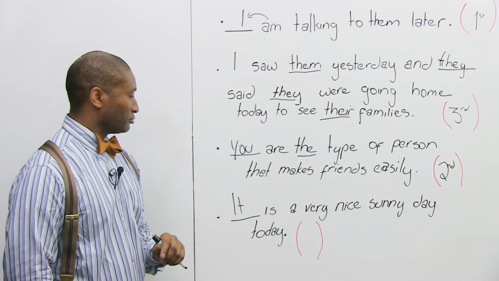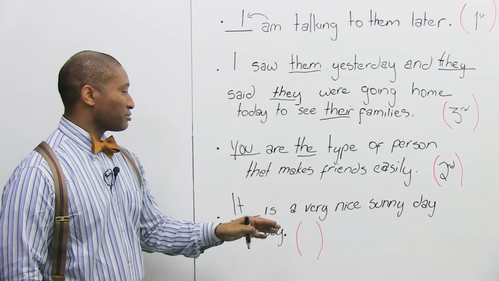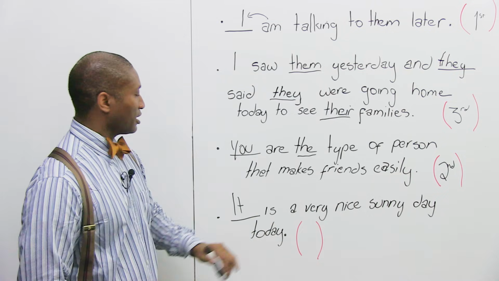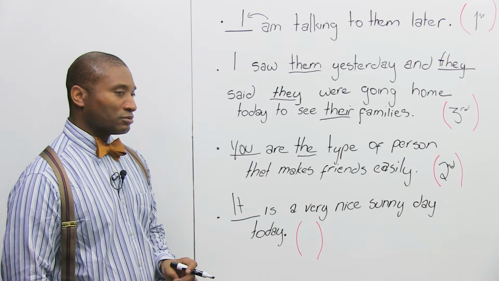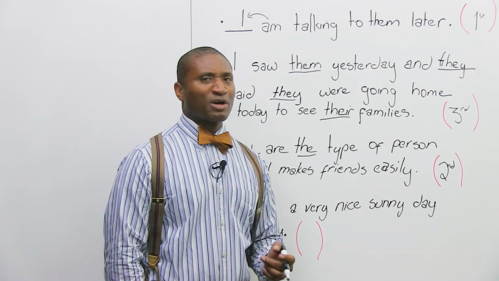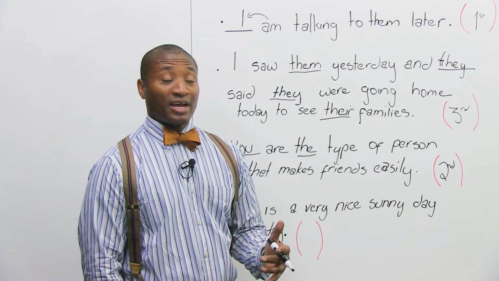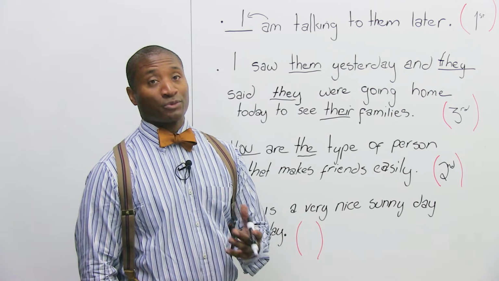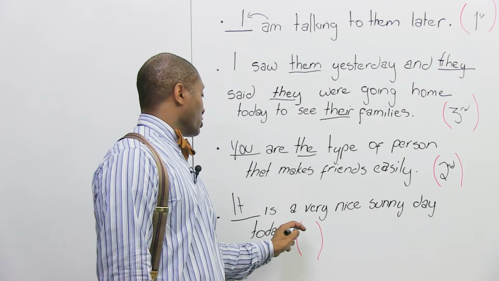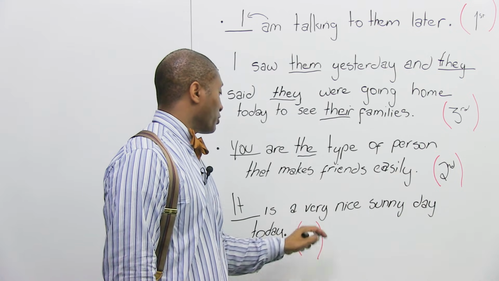And number 4, it is a very nice sunny day today. Well, that's describing a thing. A sunny day is a thing, not a person. I can never speak to it. And because it's not a girl or a boy, we use the word it. So that would make it, boys and girls, the third person.